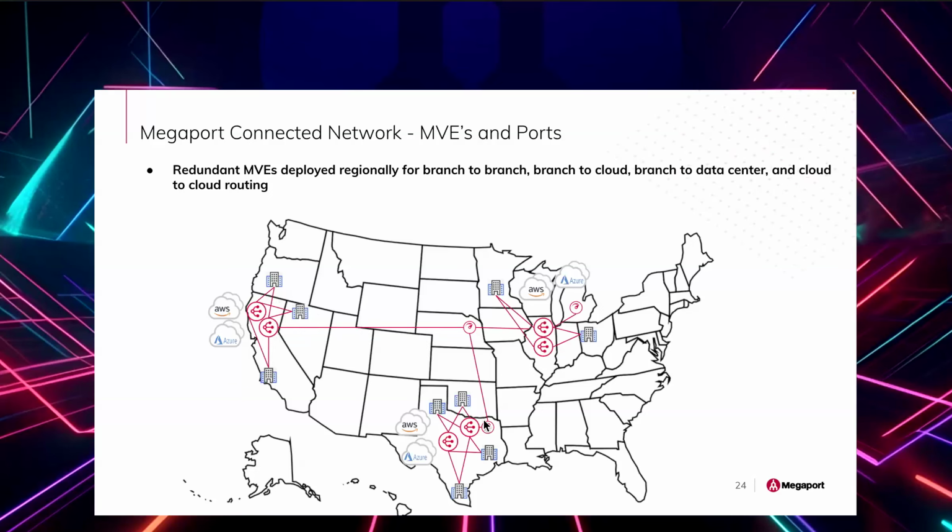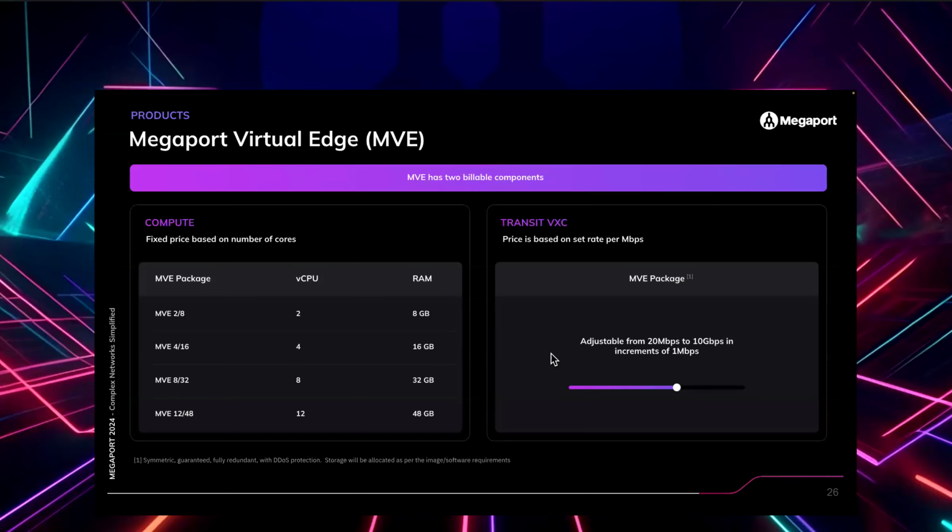Same thing down in Texas. I have a combination of ports and MVEs, but I can connect my branch offices either last mile or via IPsec. But then I can use the Megaport backbone to get in between regions, keep traffic regionalized, reduce latency, improve performance and resiliency. So a textbook implementation of MVE. Okay. Now, MVE comes in different sizes based on the CPUs or cores, as we call them, and RAM.